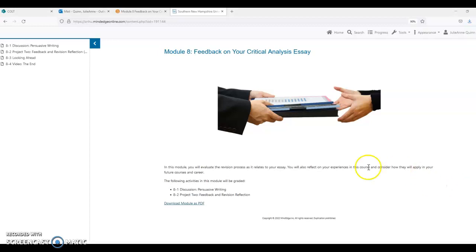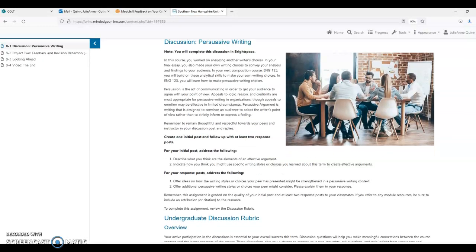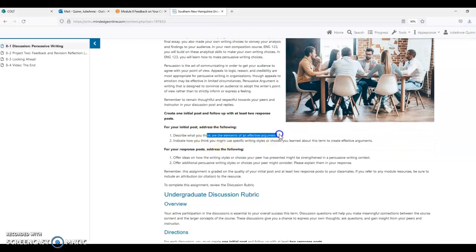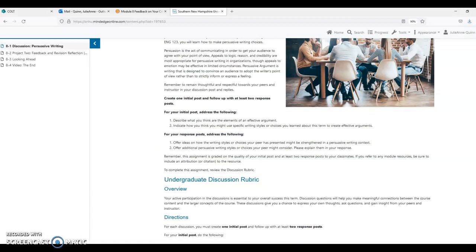You've got then the 8-1 discussion. Let's just take a quick peek at it. This is your third discussion of the course. Your initial post, you're going to describe what you think are the elements of an effective argument and indicate how you may use specific writing styles or choices, so it's about reflecting. This is a sort of preparation for the reflection assignment.